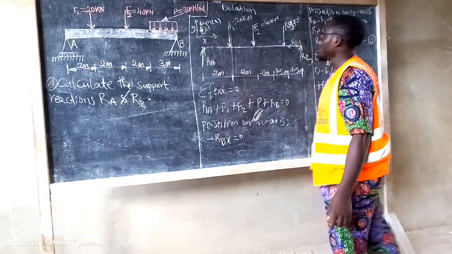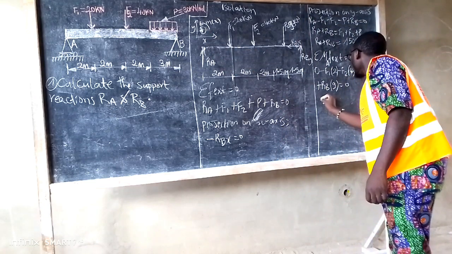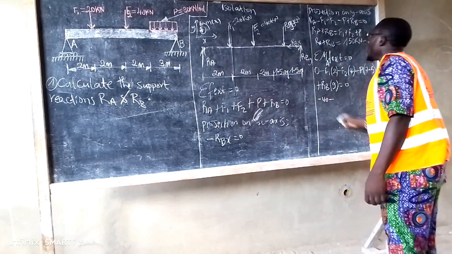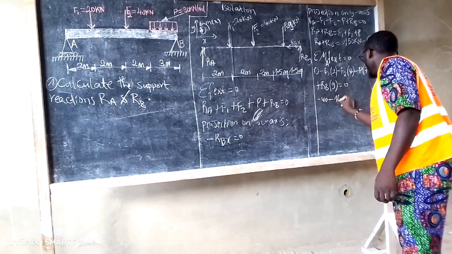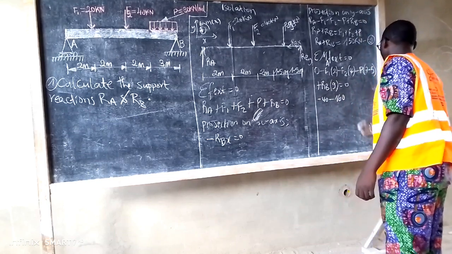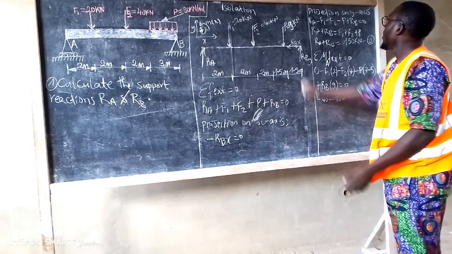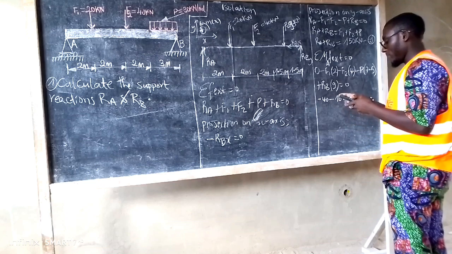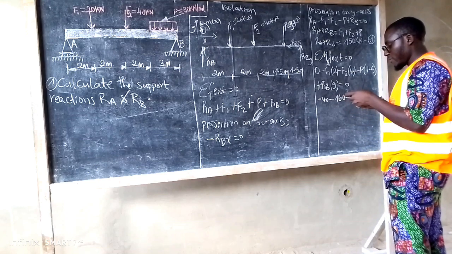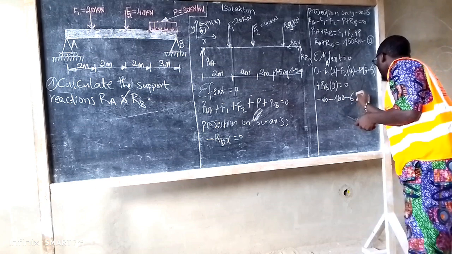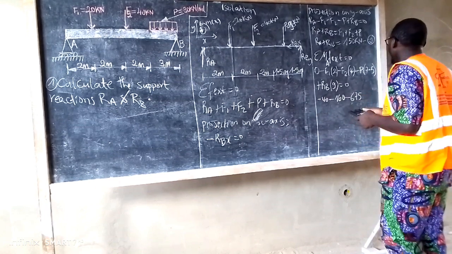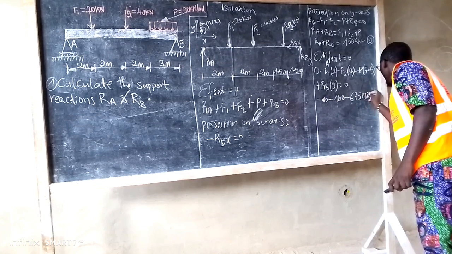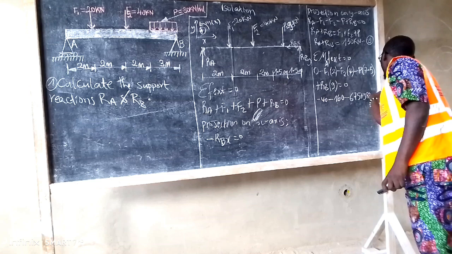So the value for F1 here is 20, so I'm going to have 40. So negative 40 minus 4 times 40 is 160, minus 90 times 7.5. So 90 times 7.5, we have 675, plus 9 arrow B equal to 0.